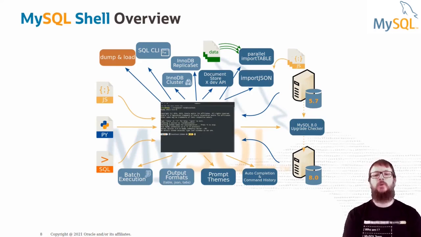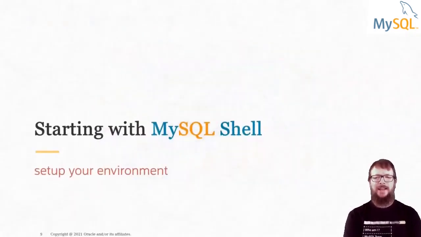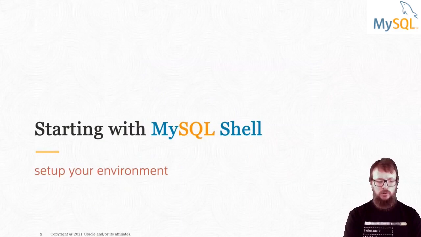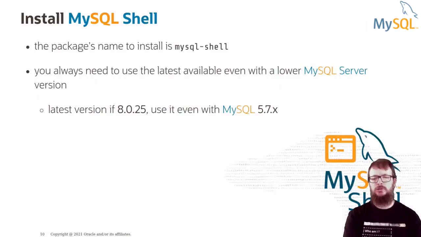The first thing when you want to use the shell is how to start it and set up your environment. So let's have a look at how we can do that. The first thing is to install the shell. The package is called MySQL Shell. You have it for many distributions and for multiple operating systems. The latest version as we speak now is 8.0.25. And even if you use an older version of MySQL, I encourage you to use the latest shell.